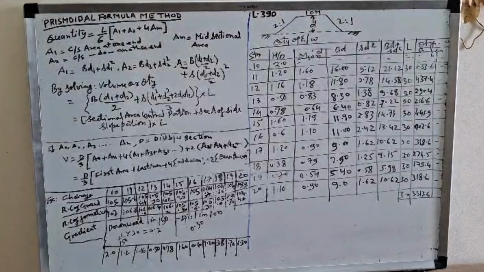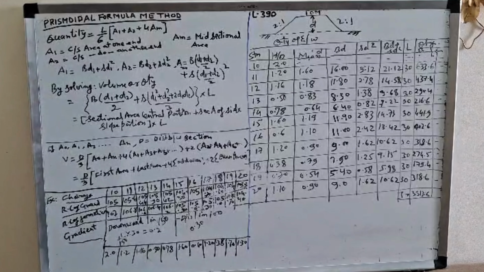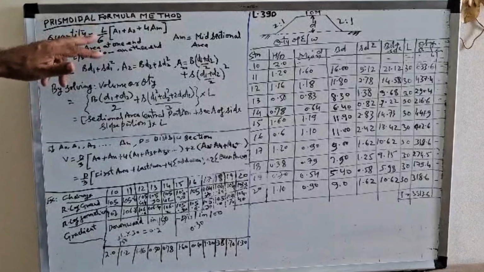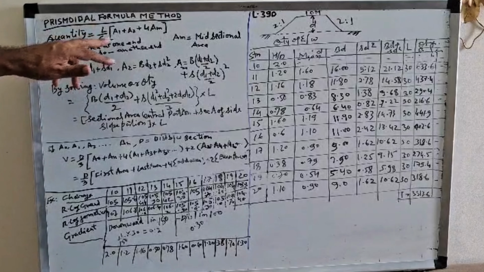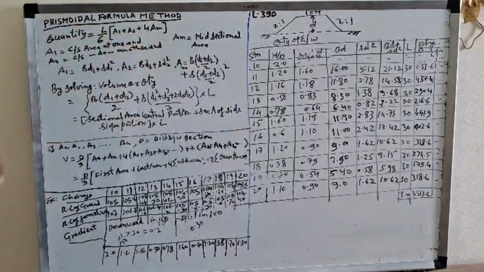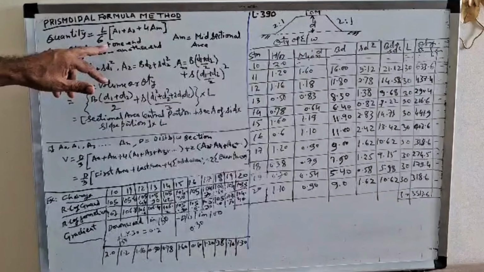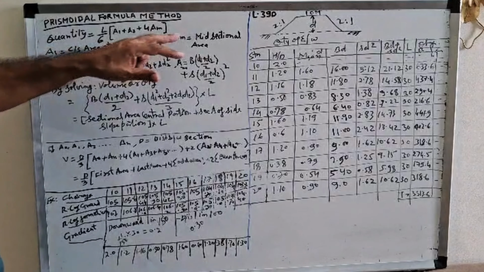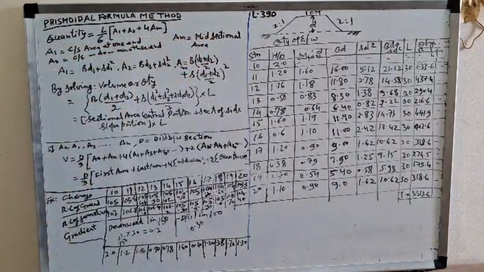In the previous lecture we discussed method 1 and method 2 to find out the earthwork in cutting and filling. There is another formula which you can use, called the prismoidal formula. Quantity will be L by 6 (L being the chainage length) times A1 plus A2 plus 4Am, where A1 is the cross-section area at one end and A2 is the cross-section area at the other end. Am is the mid-sectional area, that is the average of both areas.